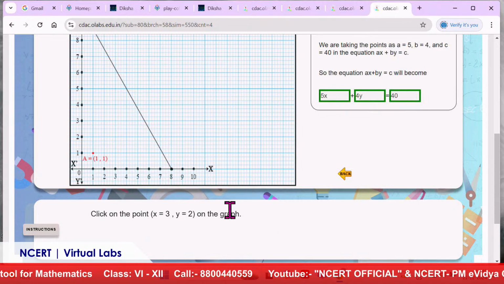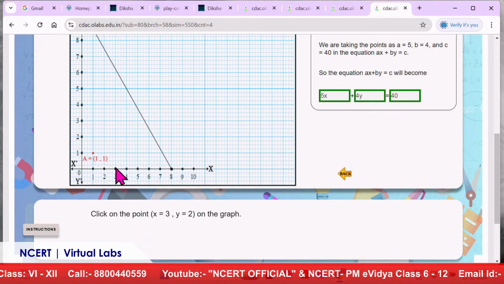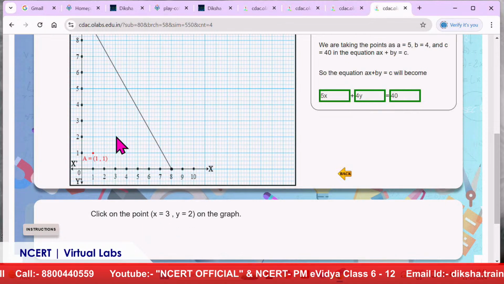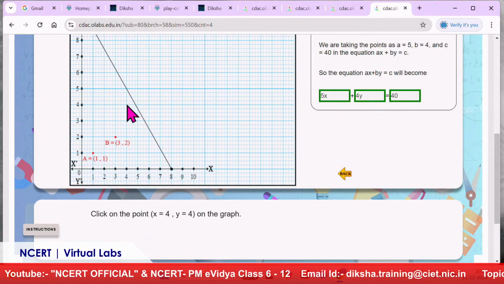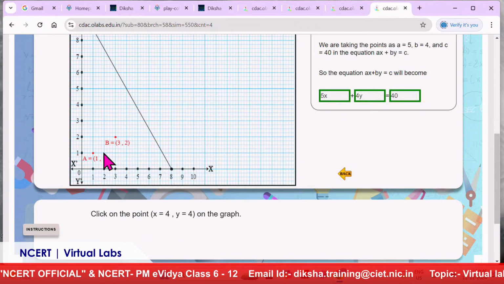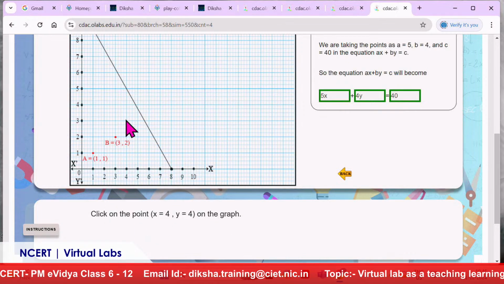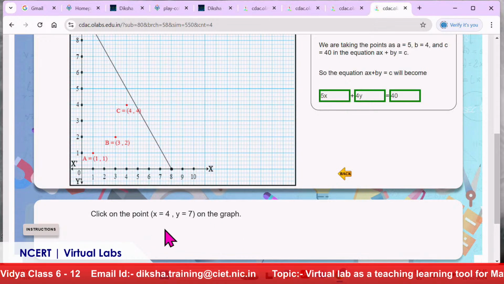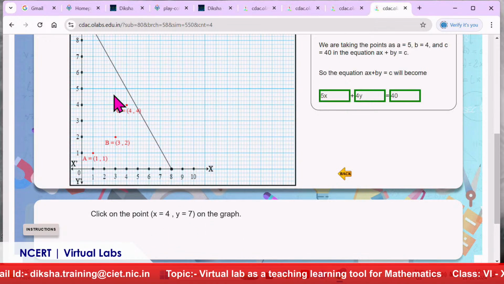So plotting point A, and now for the next point they can click on x equals 3 and y equals 2. And now next is click on the point. These are the points which are below the straight line. So x equals 4 and y equals 4. And click on the point x equals 4 and y equals 7.